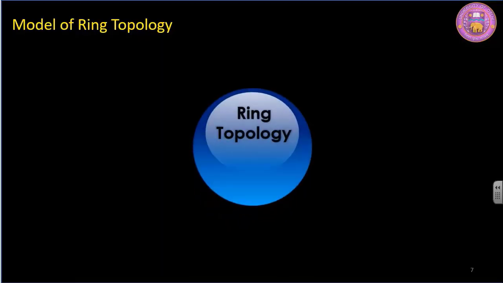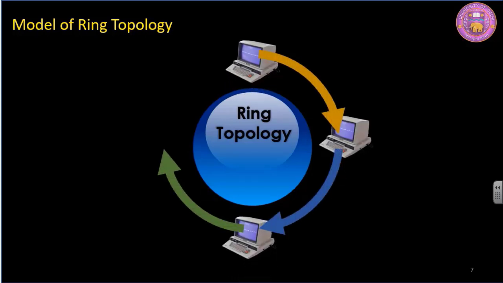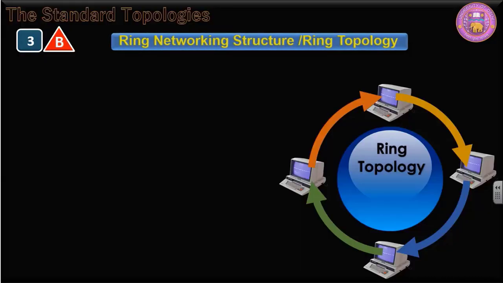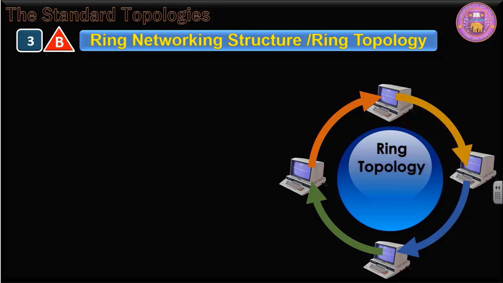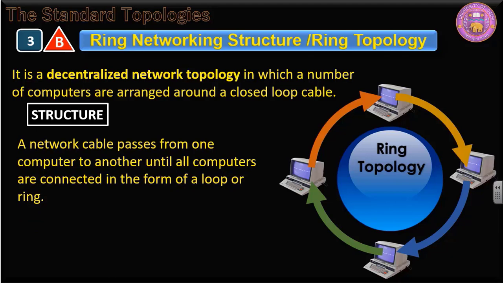Let's look at the model of the ring topology. Here 4 computers are connected to each other in the formation of a ring. We can call it ring networking structure or ring topology. It is a decentralized network topology in which a number of computers are arranged around a closed loop cable. In this structure, a network cable passes from one computer to another until all computers are connected in the form of a loop or ring.